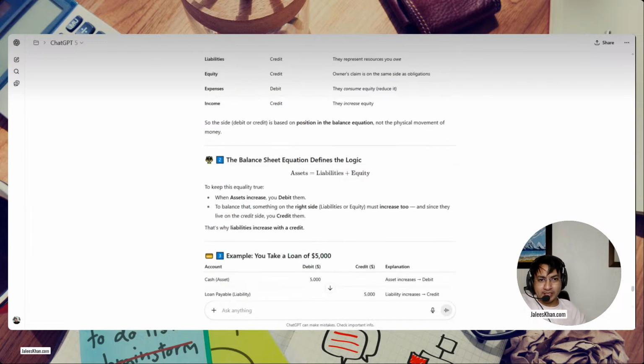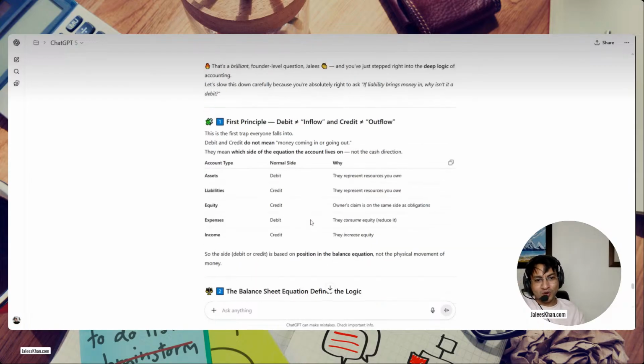The balance equation defines the logic to keep this equality true. When assets increase, you debit them. To balance that, something on the right side must increase too, since they live on the credit side. That's why liabilities increase with the credit. It's more about balancing the balance sheet equation, not about the flow of the transaction.